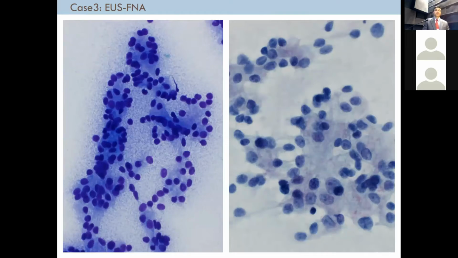But the characteristic feature is seen on this high power image that shows the frothy background, which is caused by rupture of these very delicate cells that spill their zymogen granules. So this is a feature to look for in this entity. On Pap stain, the nuclei show mild to moderate atypia and are characterized by prominent nucleoli and coarse chromatin.